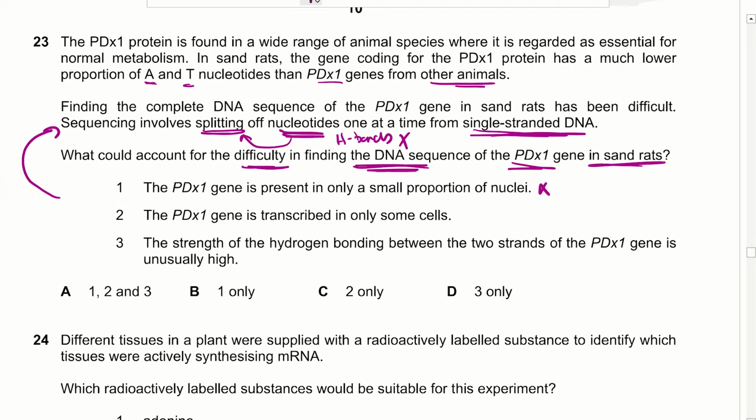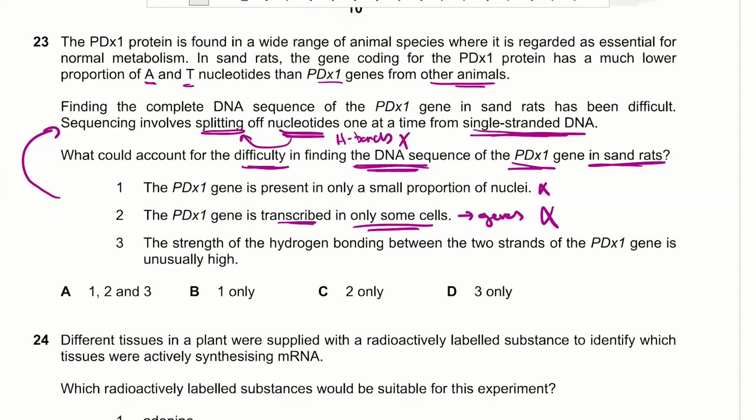2. The PDX1 gene is transcribed in only some cells. So here we are dealing with genes. We are not dealing with the proteins or the products of transcription. Even though some cells only transcribe this gene due to the transcription factors, because it's the transcription factors that determine which gene is transcribed. Why, you would ask? Because all our cells have exactly the same genetic material. Every single cell has exactly the same genetic material. However, it's the transcription factor that determines the property of the cell and which genes are transcribed. Therefore, this is incorrect. All cells have the PDX1 gene.